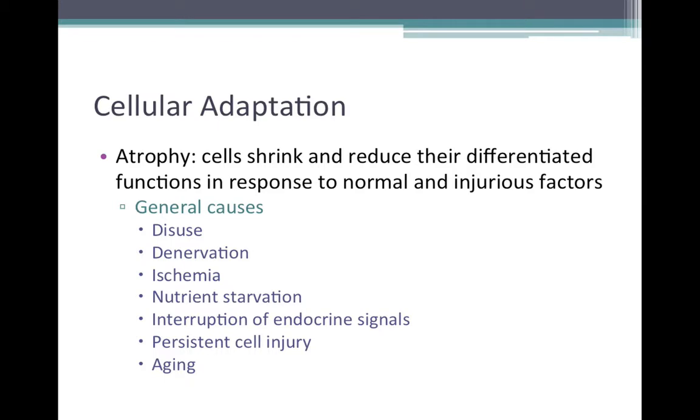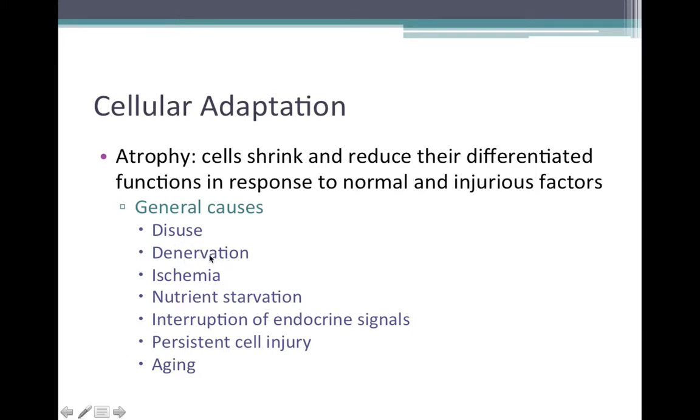Now, another example of adaptation to cell stress is something called atrophy. Atrophy occurs when cells shrink and reduce their size and function due to injurious factors. There's a lot of different things that can cause atrophy of cells. But some general causes include disuse, or lack of use of a tissue, which can lead to atrophy of those cells.